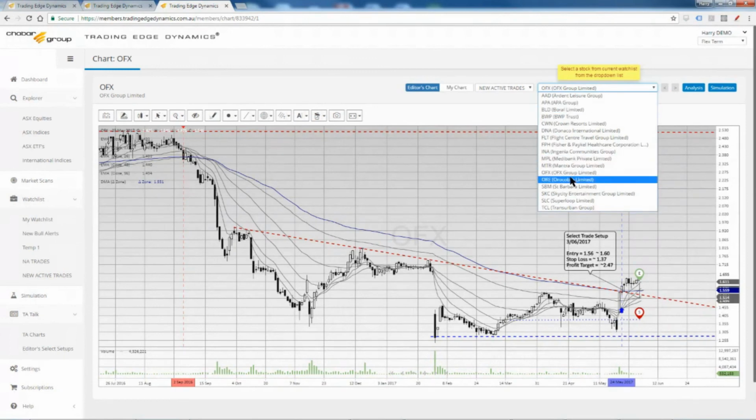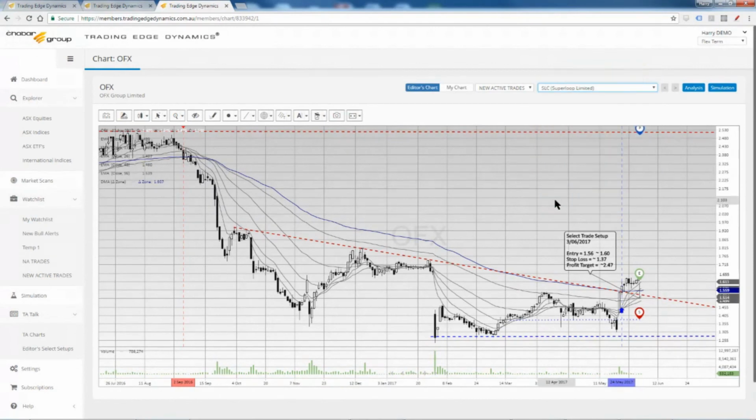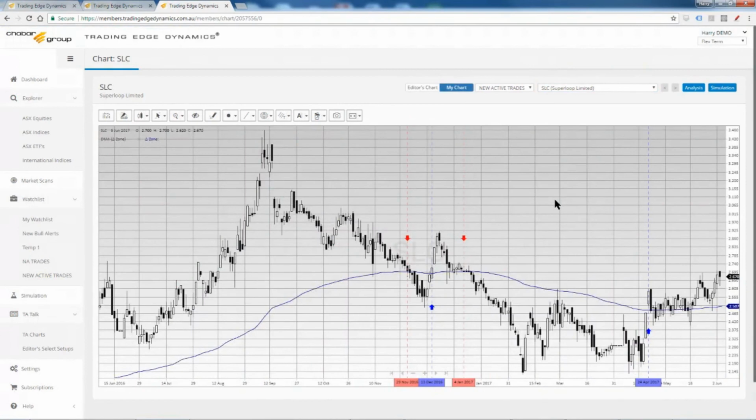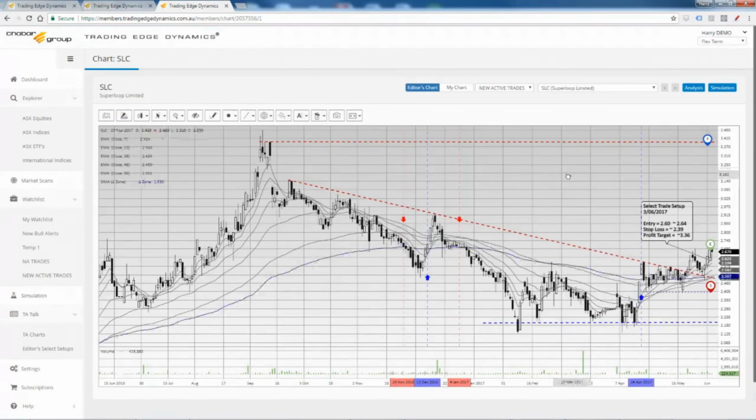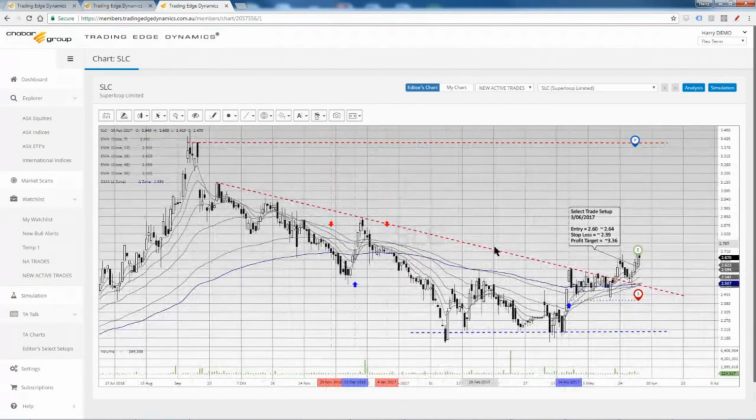Okay, the next one was Superloop, which is CSL, CLC, back to front, SLC. My apologies. SLC. Again, very similar downtrend, broke from the downtrend from this descending triangle, support line formed. Again, meets the criteria, good reward ratio. So this is one that we entered yesterday, just made the grade by a couple of cents. I don't know how it's performing today.